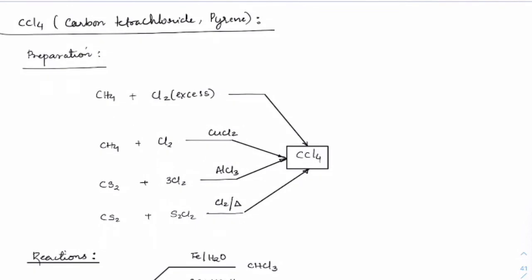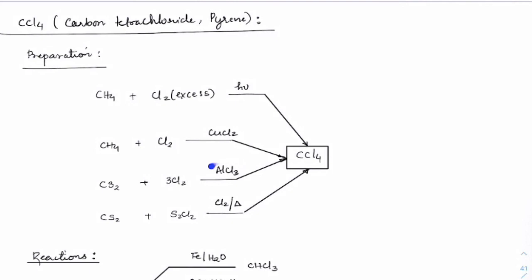Okay, see the next one. CCl4, carbon tetrachloride, also known as pyrene. The industrial name is pyrene. How do we prepare it? CS2, if you treat with excess Cl2 in the presence of H2, we will get CCl4. CH4, methane, with Cl2 in the presence of CuCl2 also provides excessive chlorine and becomes CCl4.